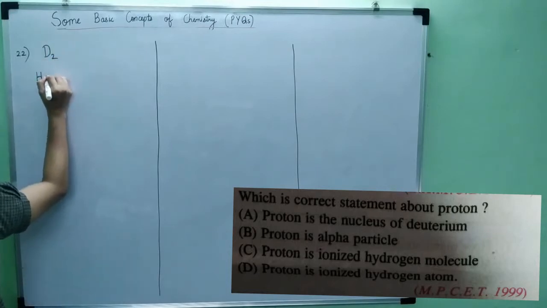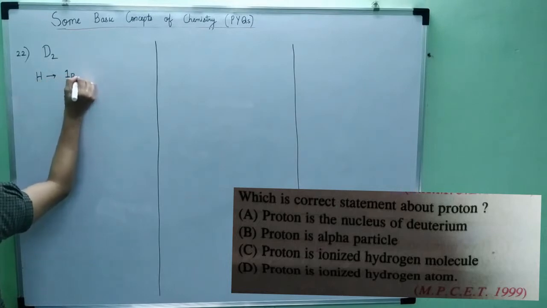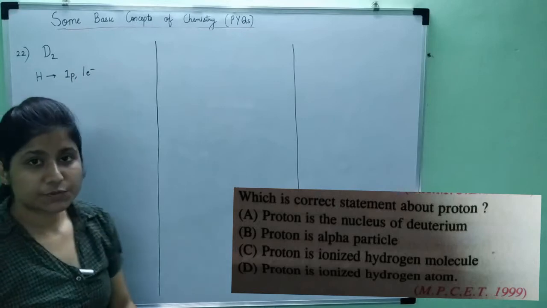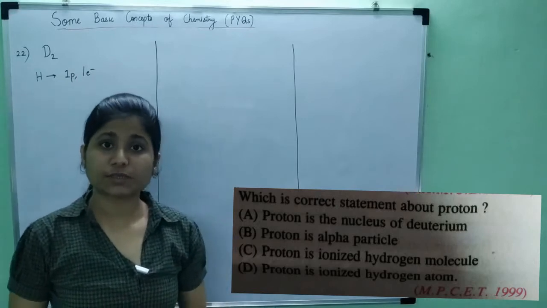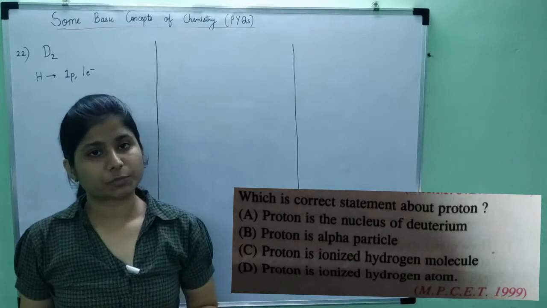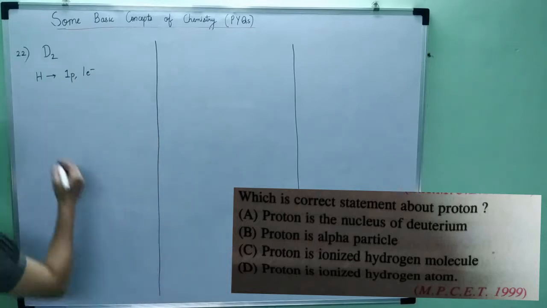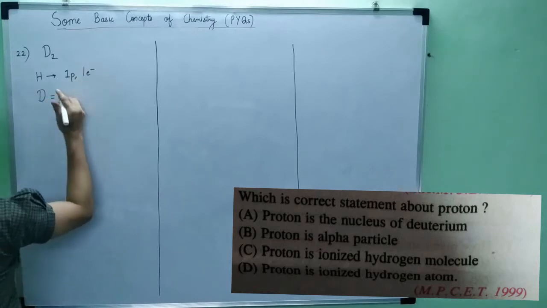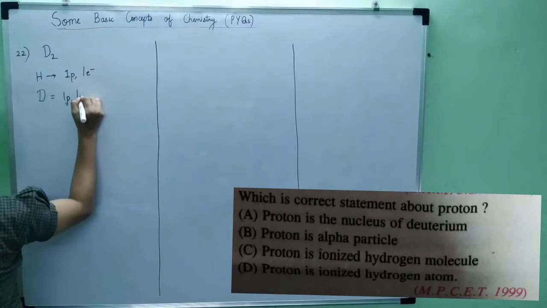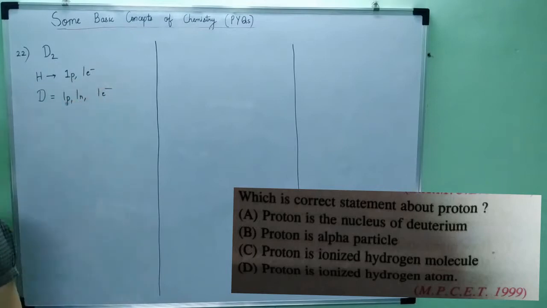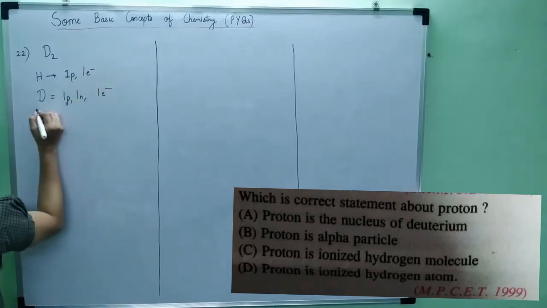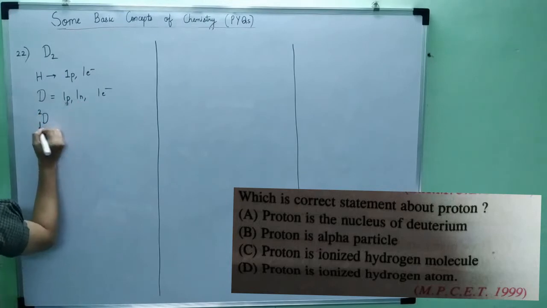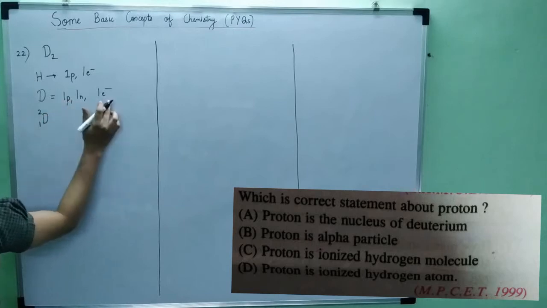Now, hydrogen contains what? One proton and one electron. So deuterium is an isotope of hydrogen. What are isotopes? Isotopes have the same atomic number but different atomic mass number. So deuterium contains one proton, one neutron and one electron. So what is the atomic weight of deuterium? Deuterium has mass number 2, one proton plus one neutron, and the atomic number is 1, the number of protons or electrons.